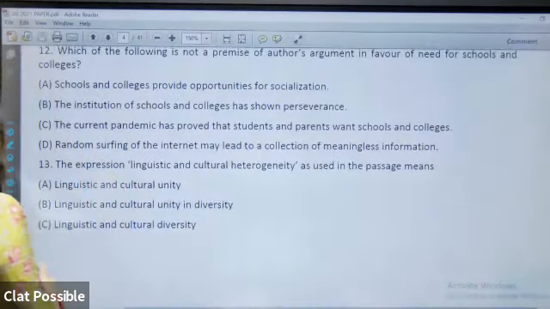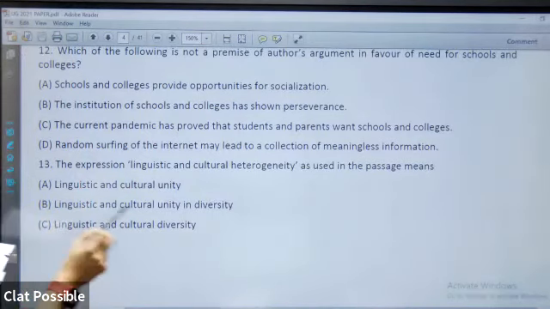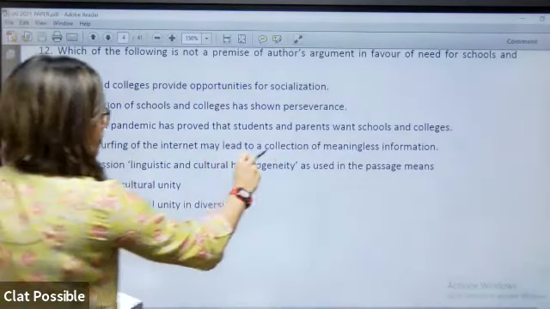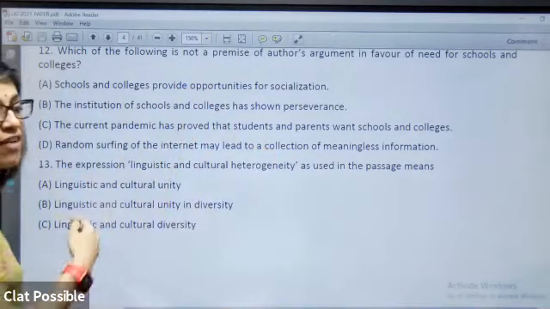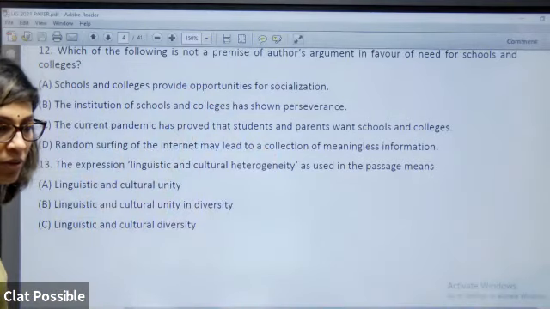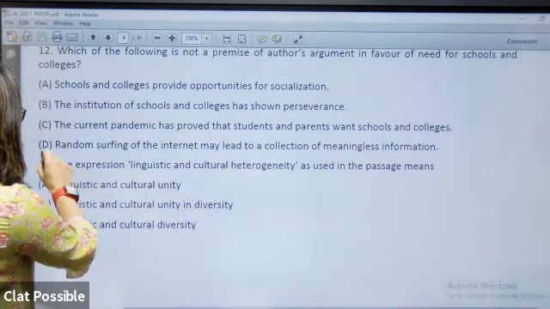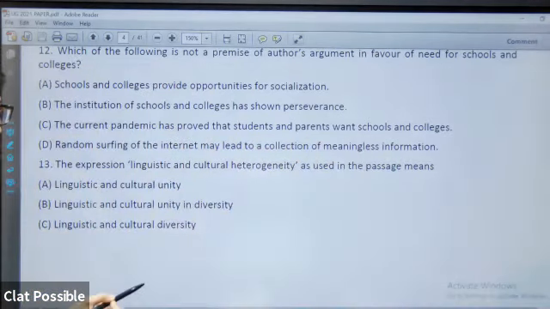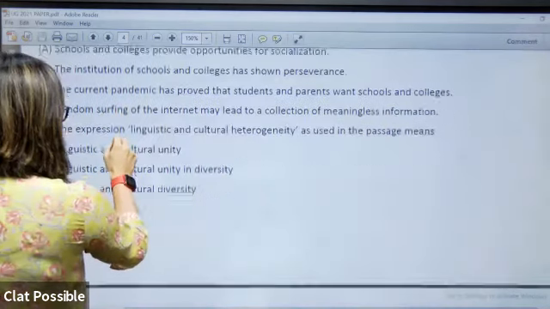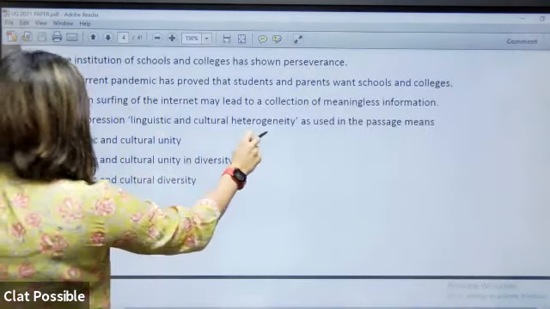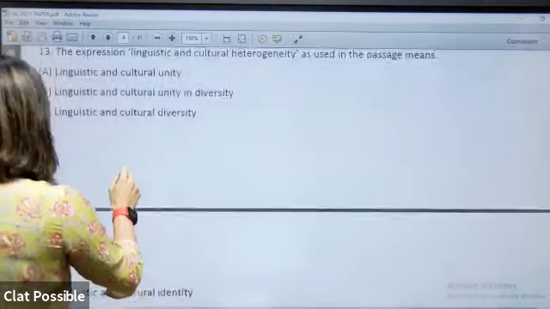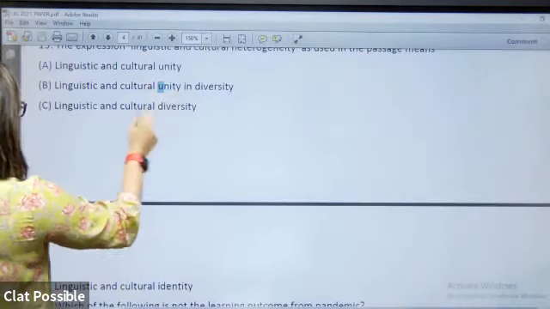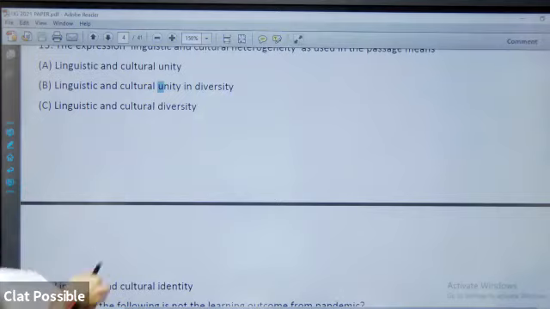Then the current pandemic has proved that parents and all want to go to school. That has also been given. Random surfing is something which is not in favor of schools, right? It is spoken of in a very different context of internet and technology and education. So answer will be D. Linguistic cultural heterogeneity, of course, means diversity. So unity you can remove. Answer will be C over there.